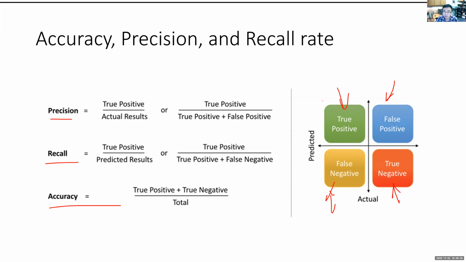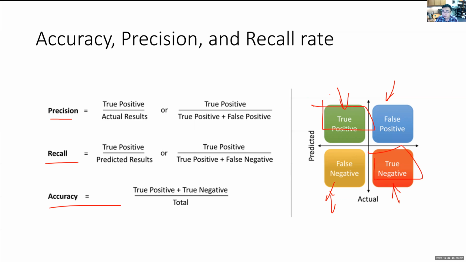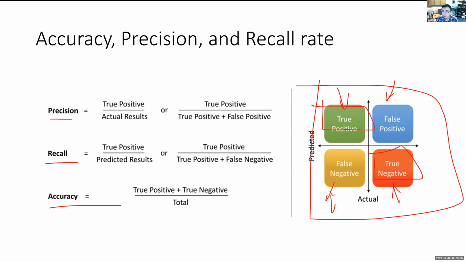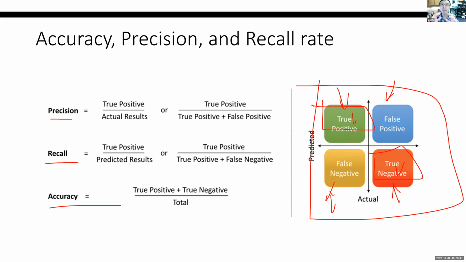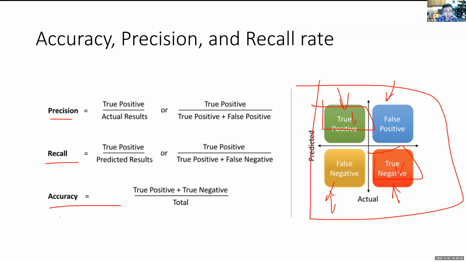And then based on the 4 numbers, we infer 3 main indicators: precision, recall rate, and accuracy. The accuracy is this one plus this one divided by the entire array size. So this one and this one means I made the right prediction, even though I don't have a focus of the prediction, but I made the right prediction. This is the most neutral prediction.